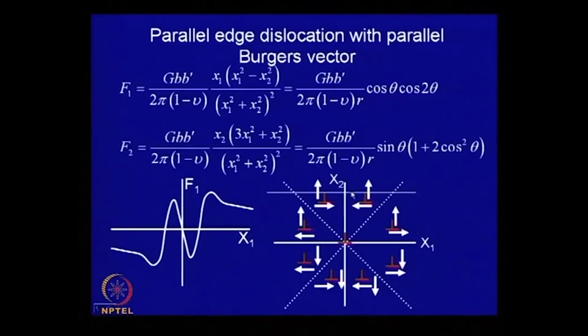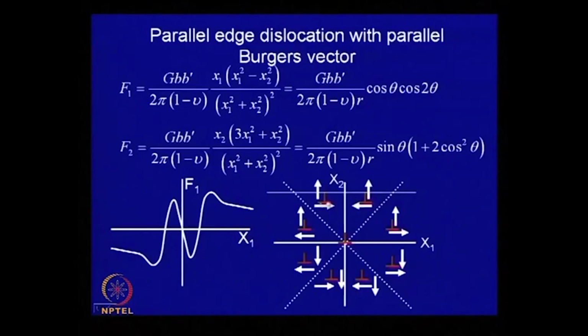If you displace it here, it will try to come back to its position. If you displace it this way, again it will try to come back to that equilibrium position. So, this is a very stable configuration, whereas this is an unstable position of equilibrium. Displace it slightly here, and it will move in this direction; displace it slightly this way, and it will come here. So, this is an unstable equilibrium.